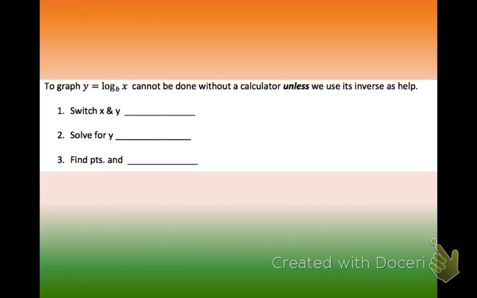So to graph a log function without a calculator, you can't do it unless you use the inverse to help you. So you want to switch your x and y. So it's going to now look like x equals log base b of y. Then you're going to solve for y, so we have to switch that to exponential form. So you're going to have b to the x equals y. And then this next one, I know the line is not very long, so just fill in where you can. So once you've done that, now you want to find points and switch back.